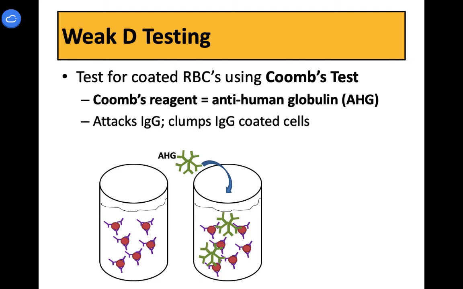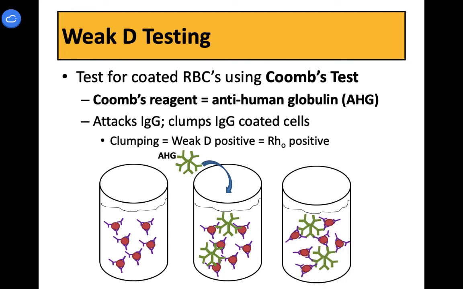So you have to put one more layer of antibodies in order to see this thing. Normally it's too fine to see, it doesn't cause that big clump formation. You add one more layer of antibodies, an antibody that attacks a human antibody, and then we get clumping. Or if there is clumping, I should say, that means that this patient is weak D positive. And ultimately, RhD positive.